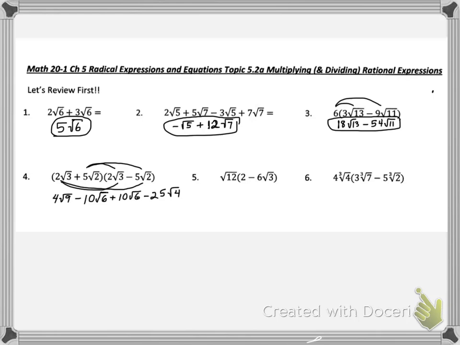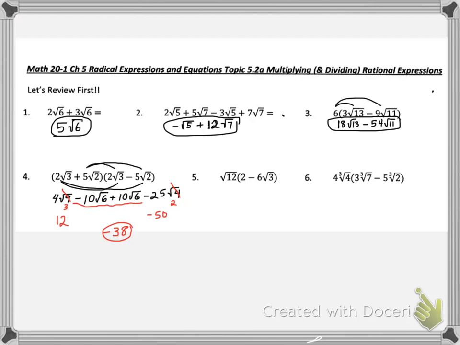Well, we can simplify some things. Square root of 9 is 3, so our first term will be 4 times 3, which is 12. Our middle terms are opposites, so they're going to simply cancel each other out and disappear. Our last term, 25 root 4, is going to be minus 25 times 2, which is minus 50. And our final answer is 12 minus 50, which is negative 38.